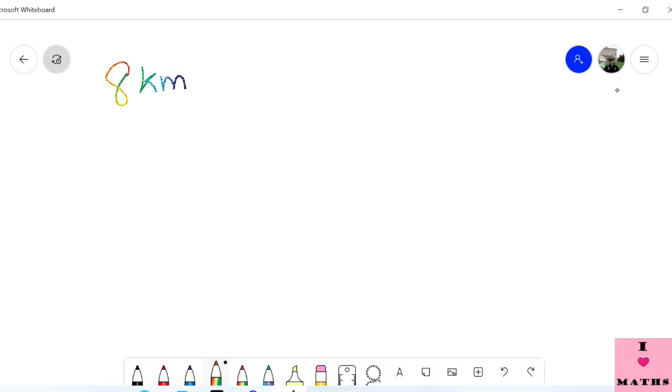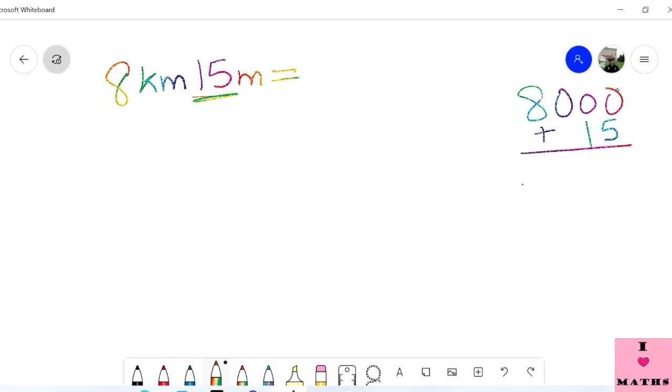8 kilometer, 15 meter. Now 8 kilometer is 8,000 meters and this 15 meter is extra, so I will add 15 to 8,000. So it will be 0 plus 5, 5, 0 plus 1, 1, 0 and 8. So the answer is 8,015 meter.